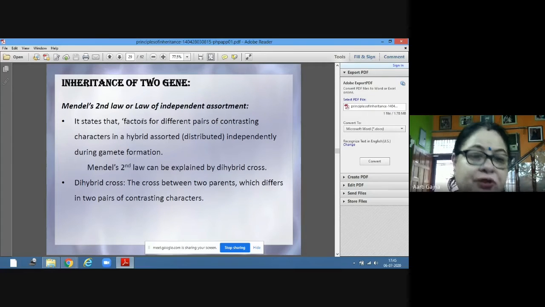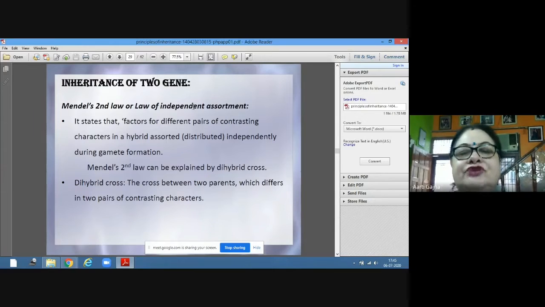First is the law of dominance, second is the law of segregation. These two laws he gave after the monohybrid cross. After the dihybrid cross, he gave this law of independent assortment. Independent means they are not depending on each other. These factors of different pairs are not depending on each other. Yellow is not depending on round.